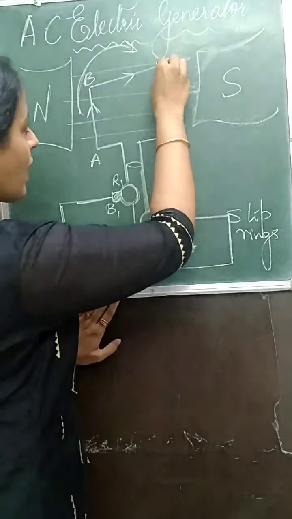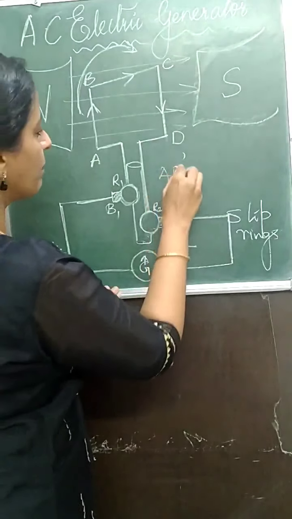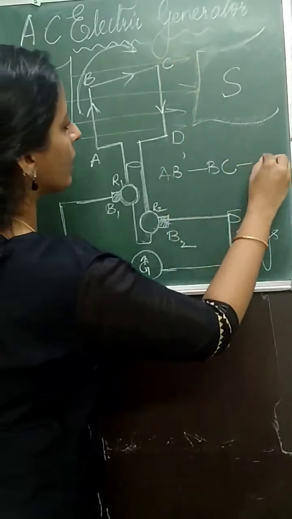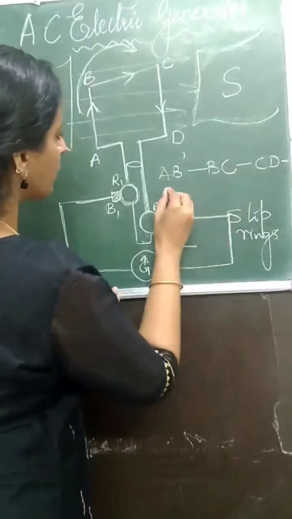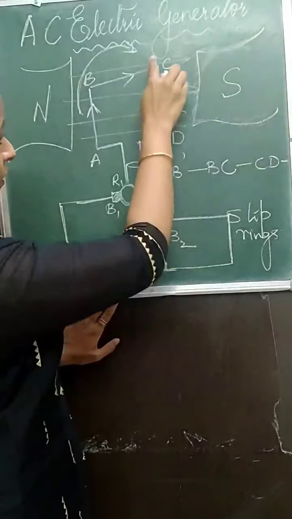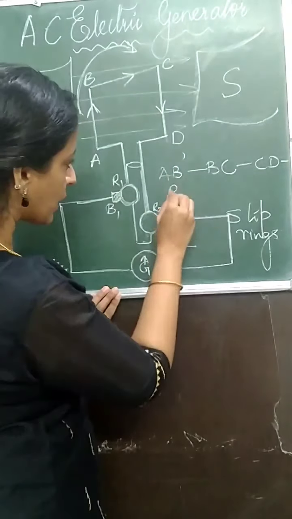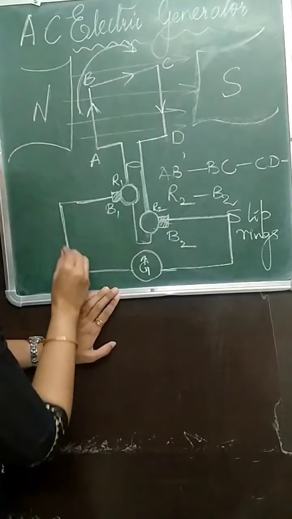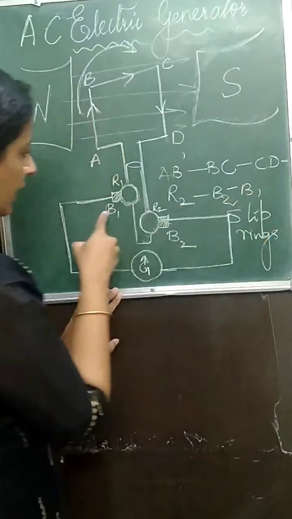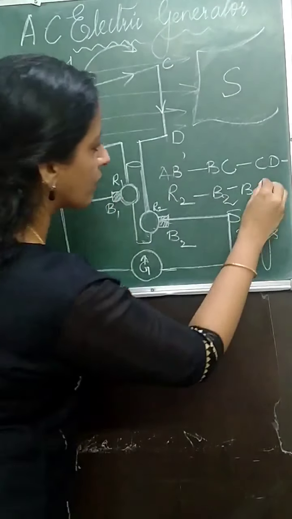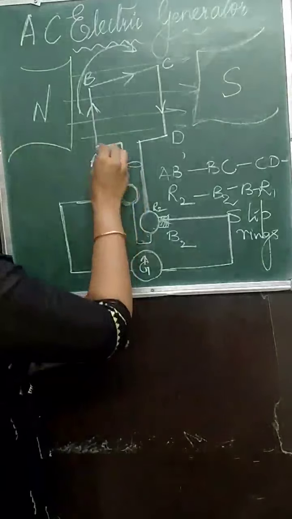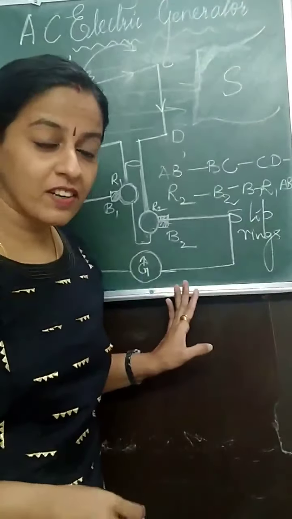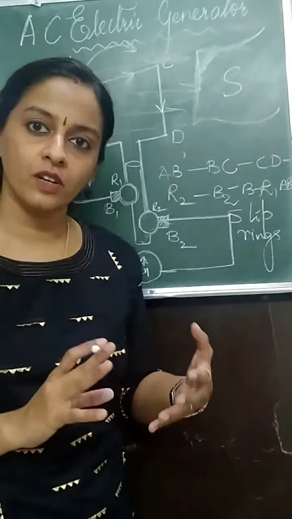So let me write: from AB the current will flow through BC. Then from BC it will come to CD. From CD it will come to R2. From R2 it will go to B2. And then from B2 it will go to B1. Correct? And then it will go to R1 and then to coil AB. This is the direction of electric current in the first half of the rotation.